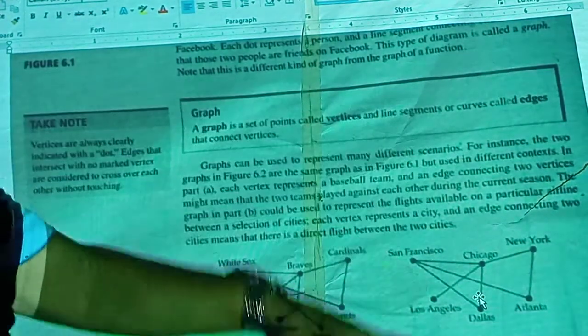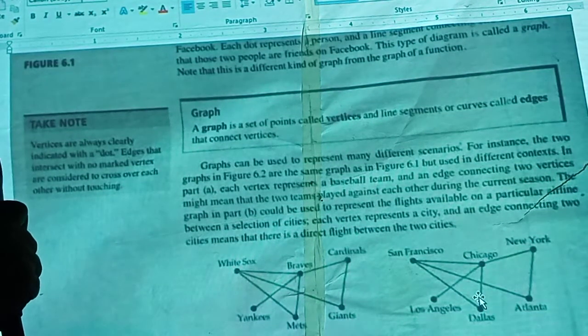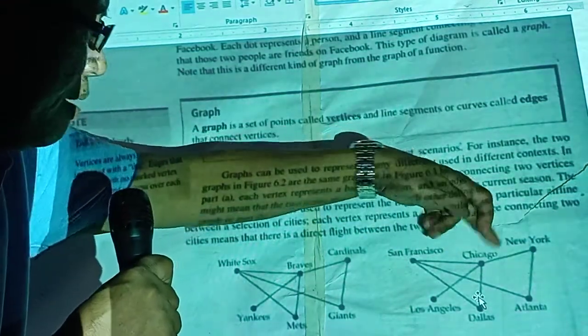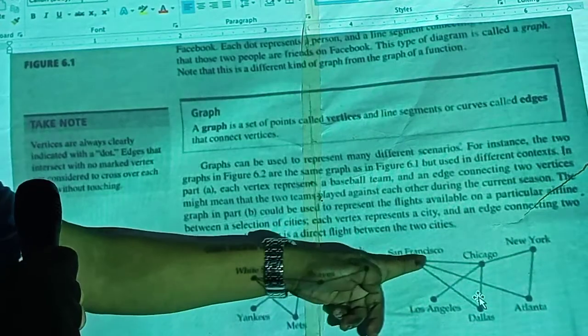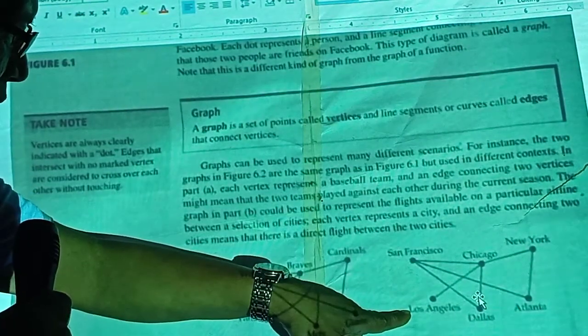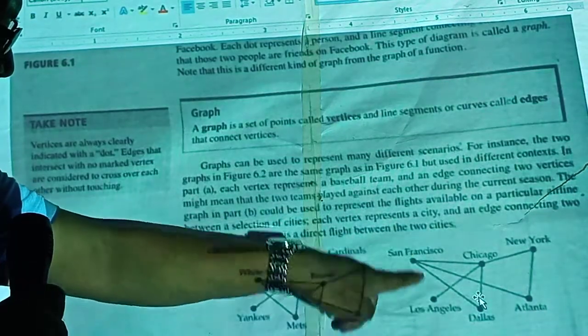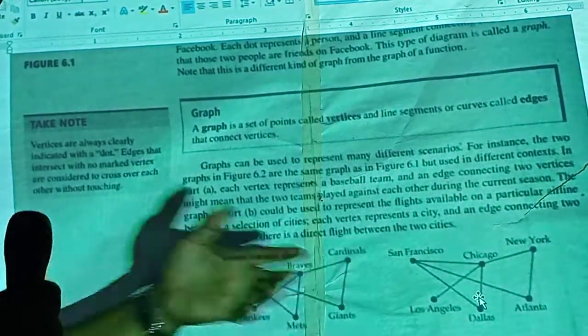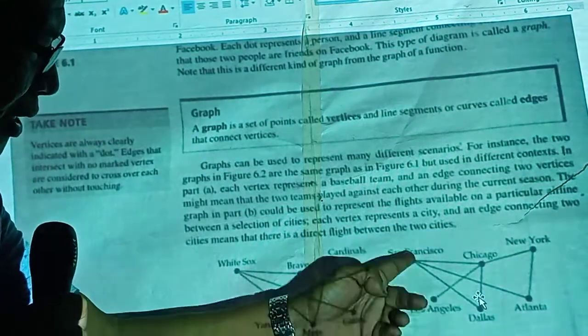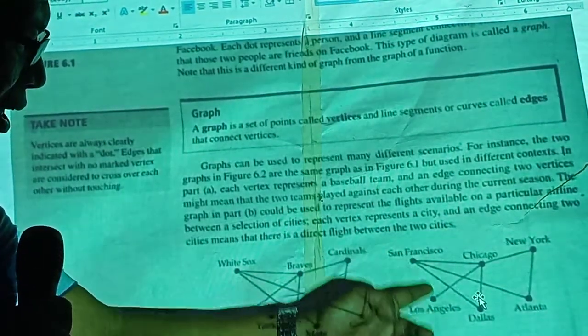So how about in letter B? The graph in letter B. Connecting flights. Is there a connecting flight airplane from San Francisco to Chicago? Yes, because they are connected. How about San Francisco to Los Angeles? Is there any connecting flight? No connecting flight. Why? Since they are not connected with a line.